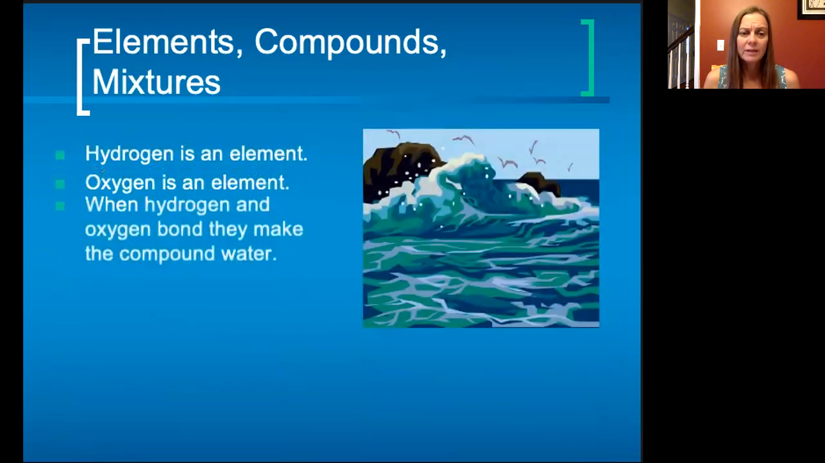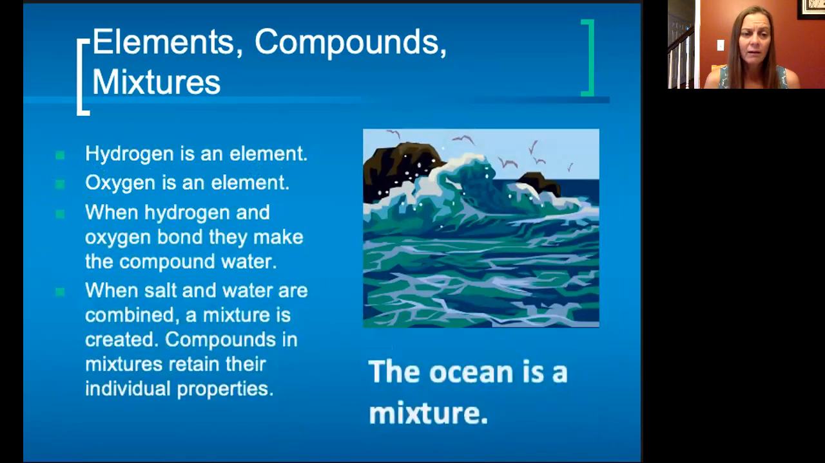Another example, we can take hydrogen, that's an element. Oxygen is an element. Hydrogen is an explosive gas. Oxygen is fuel for fires, but when you put them together and bond them, we get water, which puts out fires. So again, very, very different from the individual elements that make up the compound. Now, when we combine salt and water, we get salt water. There is no chemical reaction. It's just a mixture. So the components of that mixture retain their individual properties.